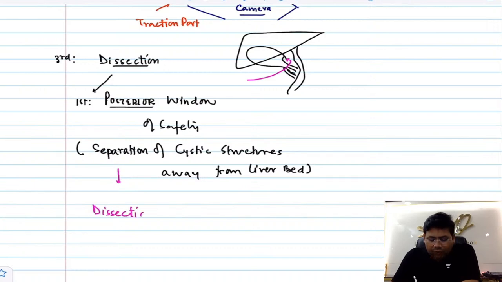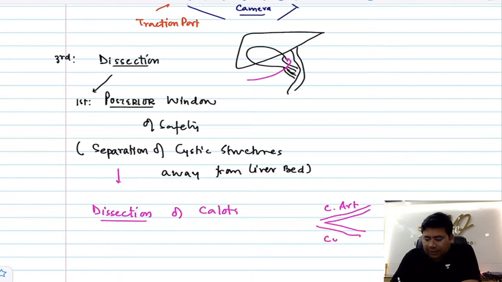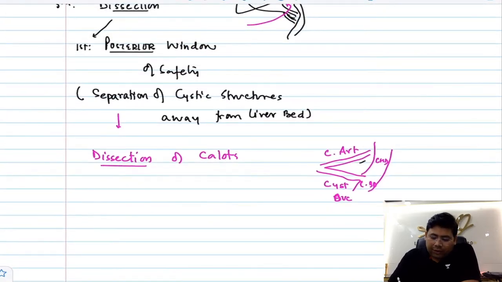So actually what you think to be calotes is not a calotes, it's a hepatocystic triangle. So dissection of calotes. And when we talk about dissection of calotes, what is a calotes triangle? This is cystic artery, this is cystic duct, and this is how we have the common hepatic duct and this is the common bile duct. This is what is the dissection of the calotes triangle. This is where the calotes triangle is, and then you will go for the clipping.